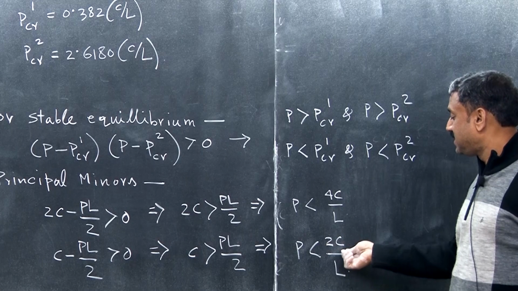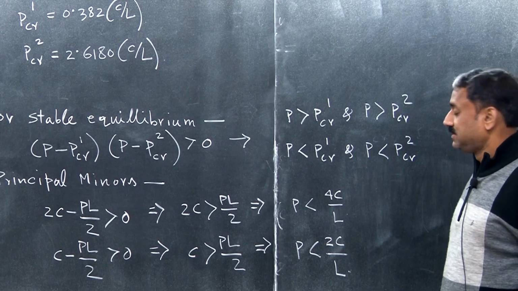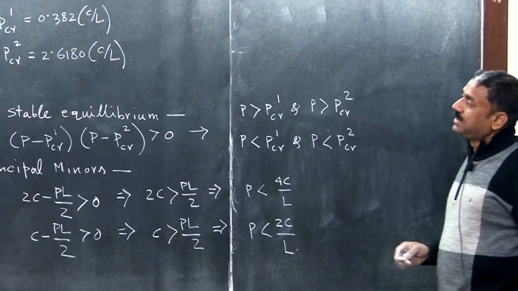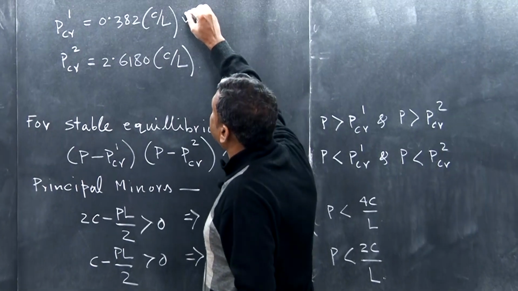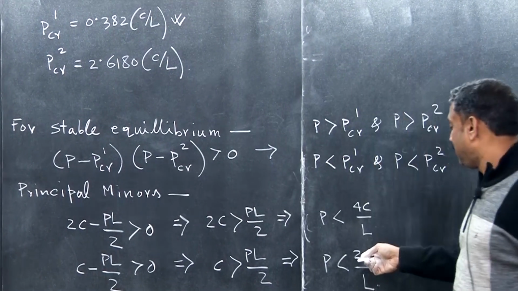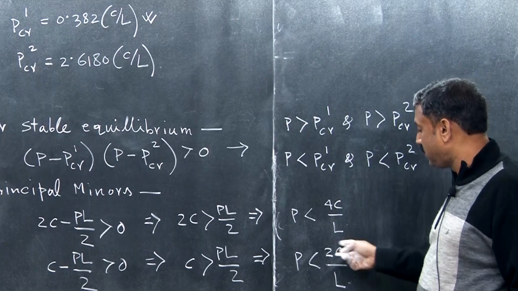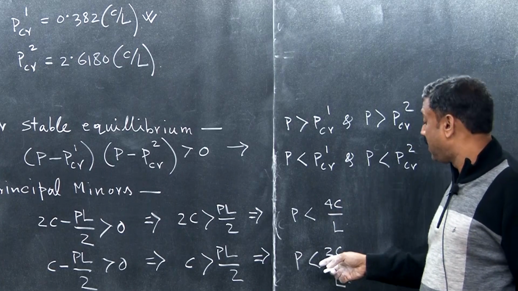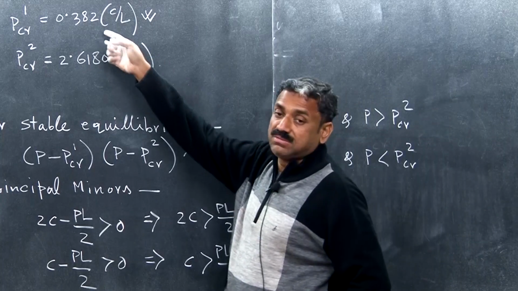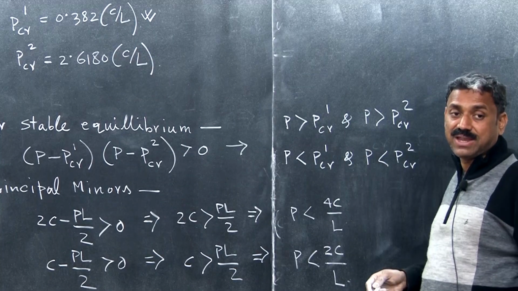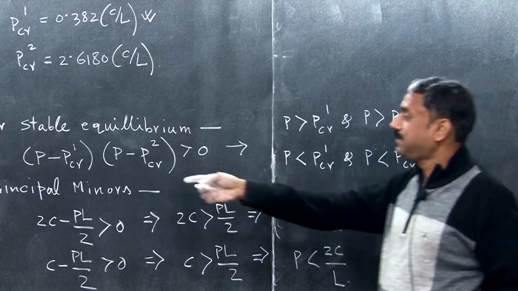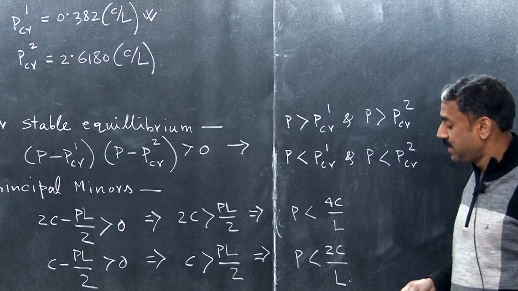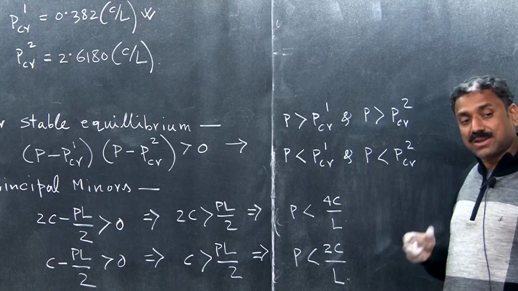But then, P must be less than 2C by L. So, which condition will satisfy? See, if PCR is this, this must be less than 2C by L, right? If it is less than 2C by L, it is automatically less than 4C by L. So it must be less than 2C by L, and also less than this value for it to be satisfied, right? Because if it is less than PCR1, it is automatically less than this, you see, clear? So then it is only stable, otherwise it is unstable, right?